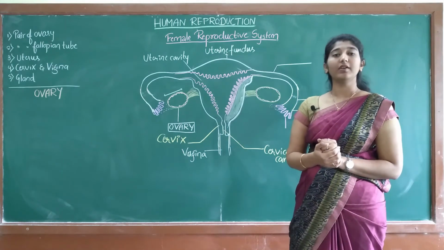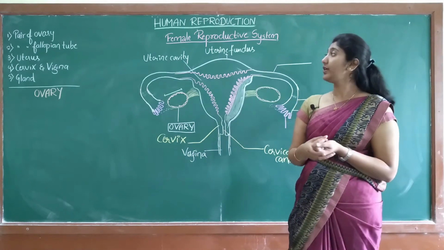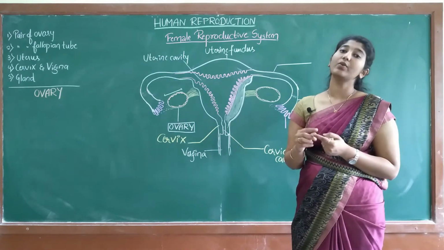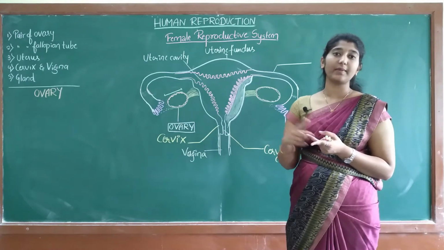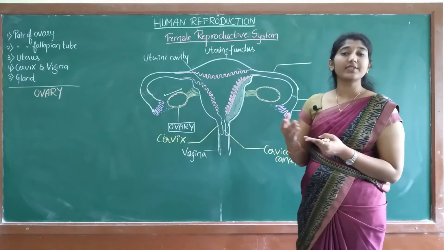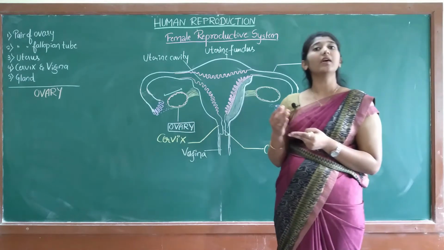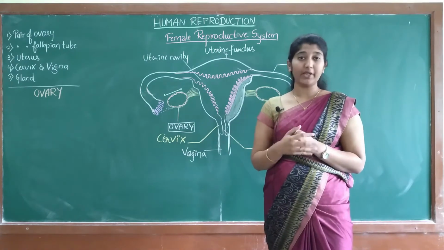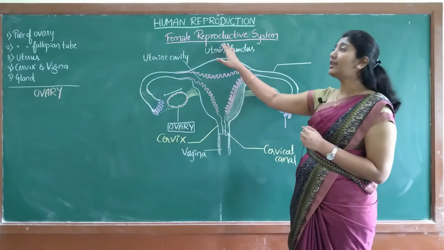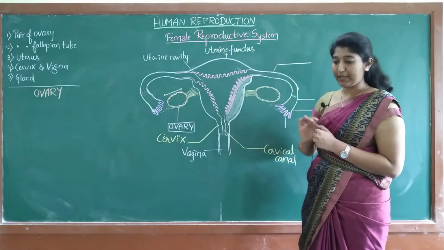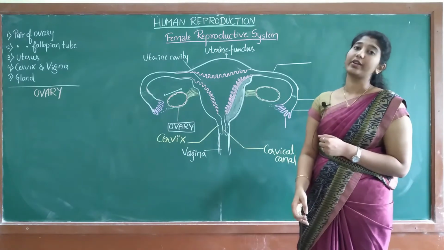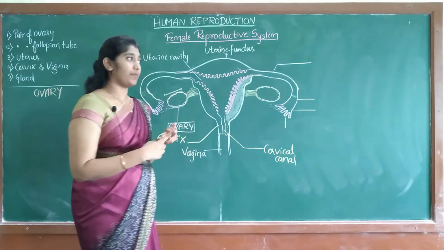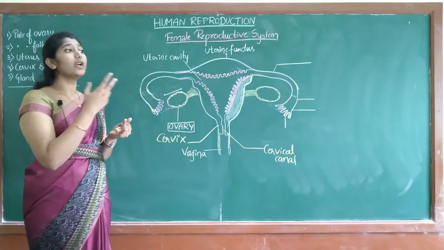Hello everyone. Today we are going to study the female reproductive system. In the last class you have studied what reproduction is, types of reproduction, the phases of reproduction, and the male reproductive system. When you compare the male reproductive system to the female reproductive system, it is a little complicated and complex, because in the male reproductive system only gametogenesis and insemination take place. That means it is concerned with only two steps.